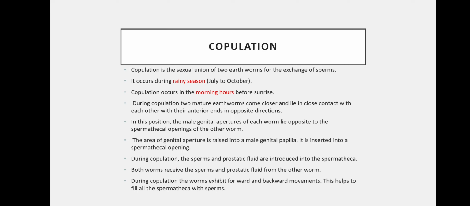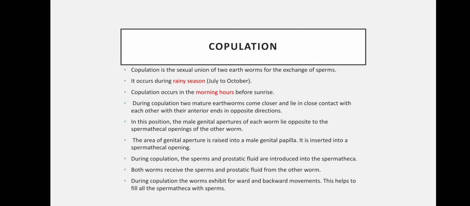During copulation, the two mature earthworms come closer and lie in close contact with each other with their anterior ends in opposite directions. In this position, the male genital apertures of each worm lie opposite to the spermathecal openings in the other worm. The area of the male genital aperture is raised and inserted into the spermathecal opening of the other worm.